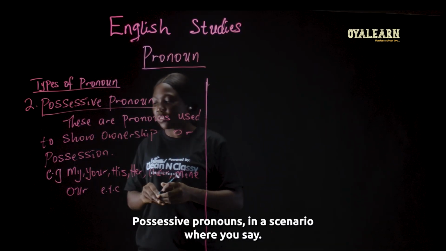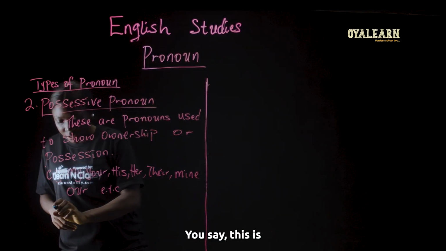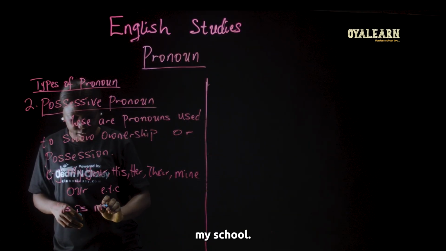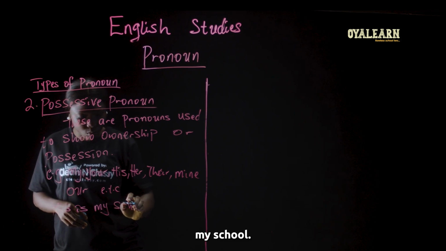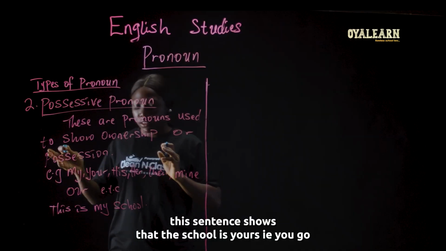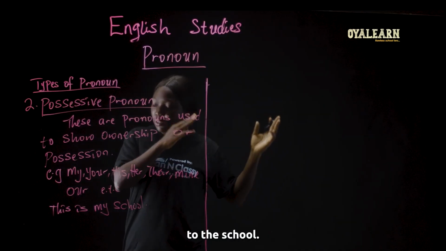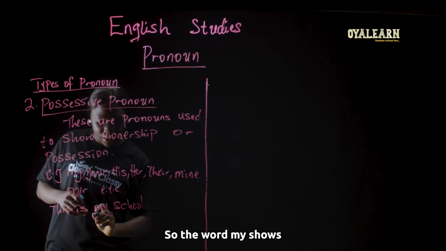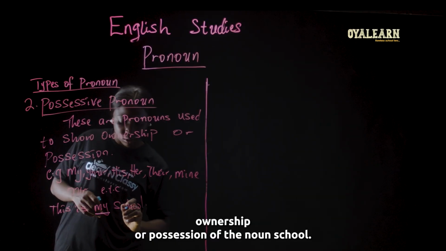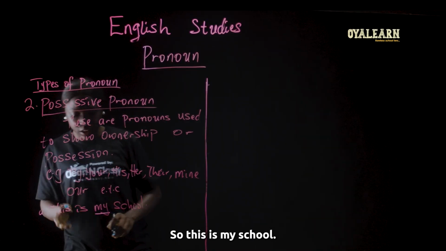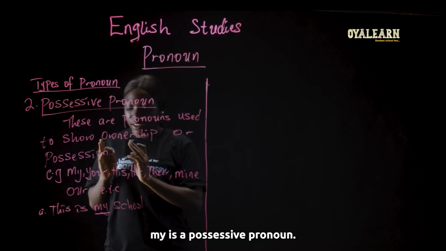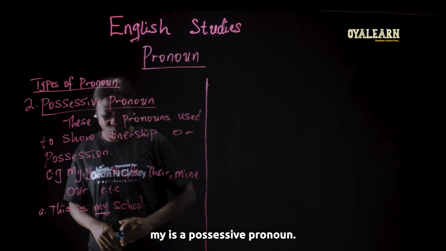In a scenario where you say, this is my school, this sentence shows that the school is yours, that is, you go to the school. So the word my shows ownership or possession of the noun school. So, this is my school. The word my is a possessive pronoun.